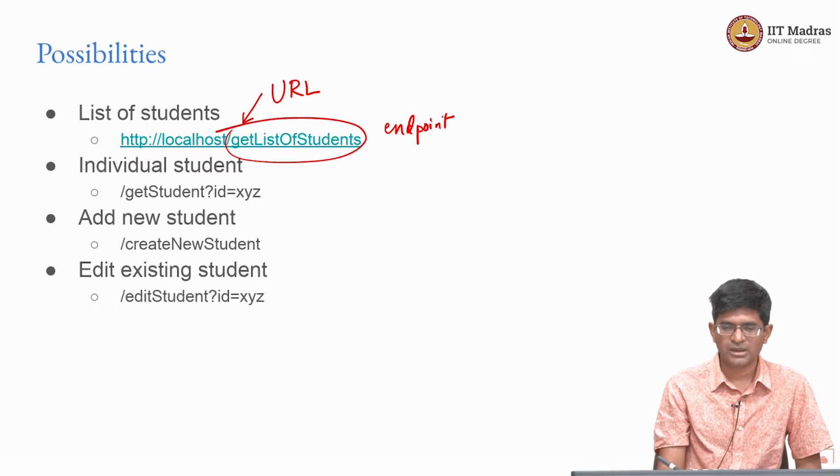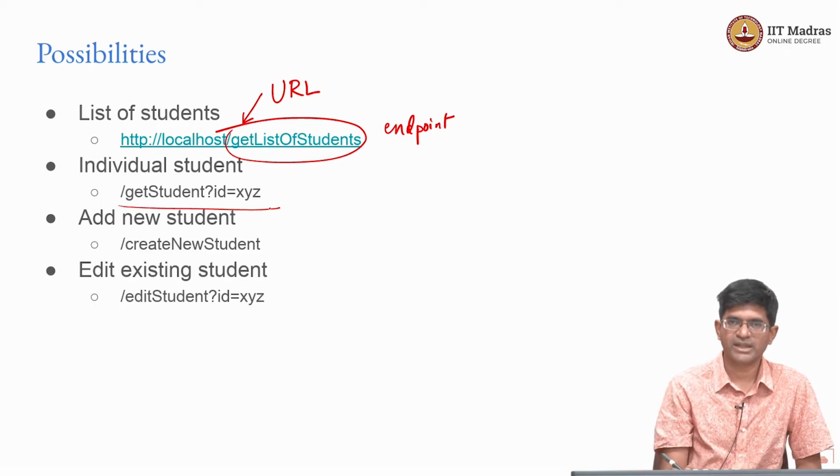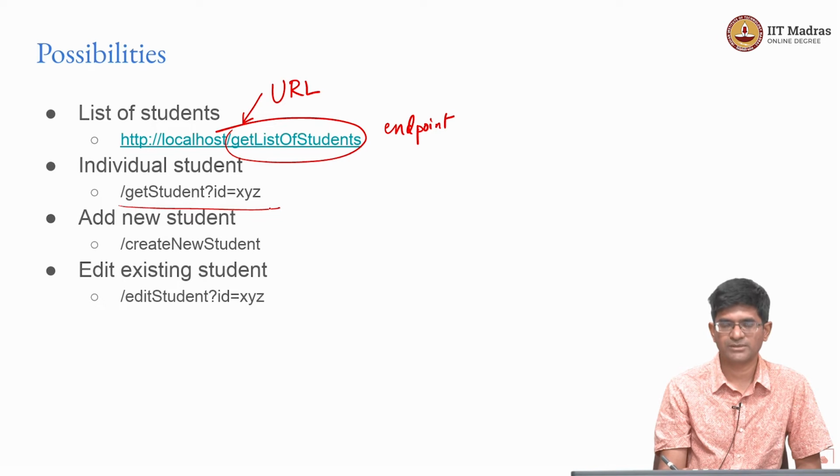Okay, but the next question comes, what happens if I want to get the details of an individual student? Now, most likely the Python function internally would probably be something like get student, and it takes a parameter id equal to something. Which means that I could probably write it out like this. Get student and use a question mark, the query format that is used in HTTP, to pass in id equal to something.